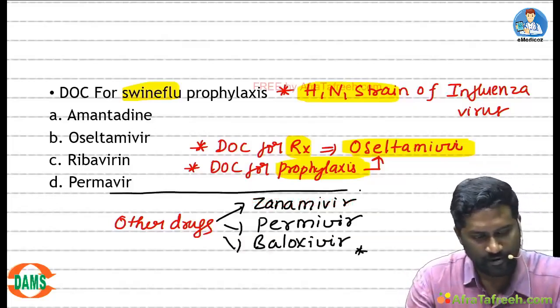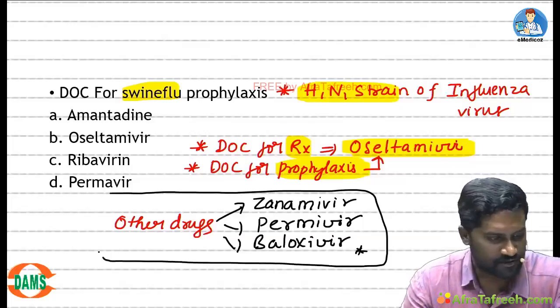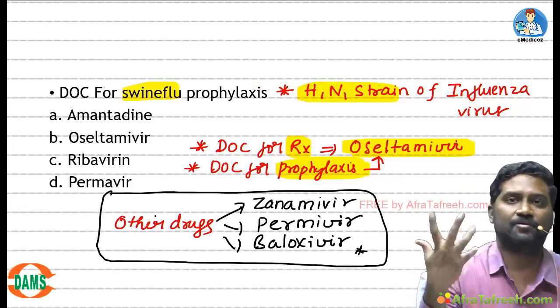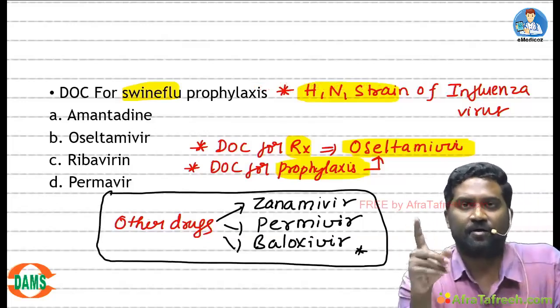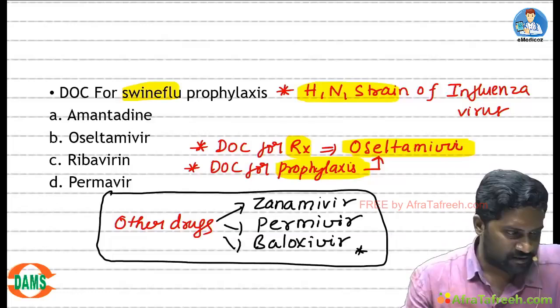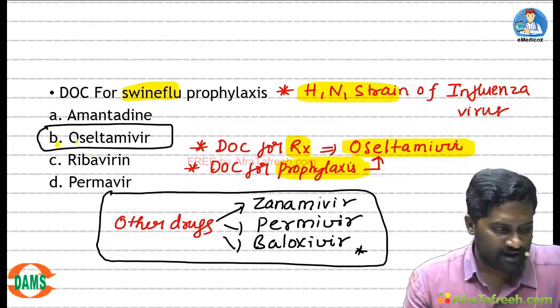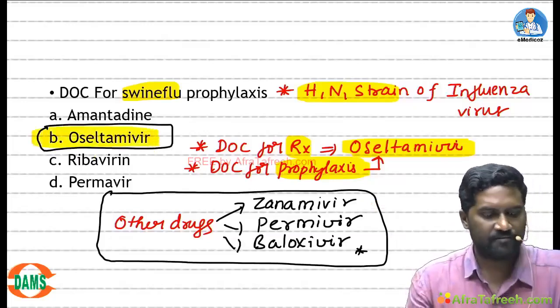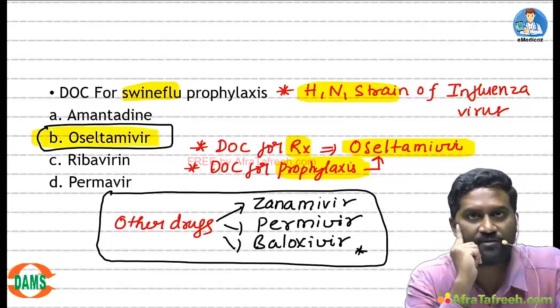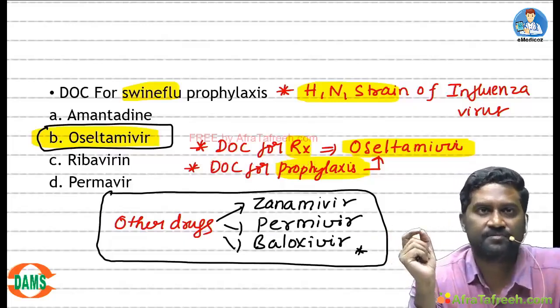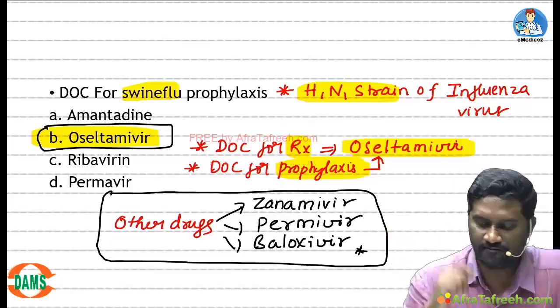But before these could be used, there was COVID pneumonia which made us forget about swine flu. The drug of choice is oseltamivir. The best answer is oseltamivir. For prophylaxis also it is oseltamivir. Other drugs we have are zanamivir, peramivir and baloxavir. So this is regarding swine flu.